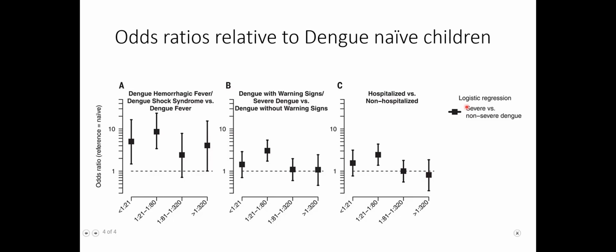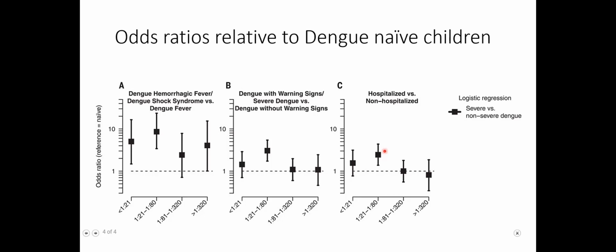This is using a different statistical approach where instead of a hazard ratio, you're reporting an odds ratio. And again, you see the same thing where at the lower levels of antibodies, you have a much increased odds ratio for hemorrhagic fever and shock syndrome. And then even this 1 to 21 to 1 to 80 is really the critical window in which for all bad outcomes with dengue, you end up with that poor outcome.